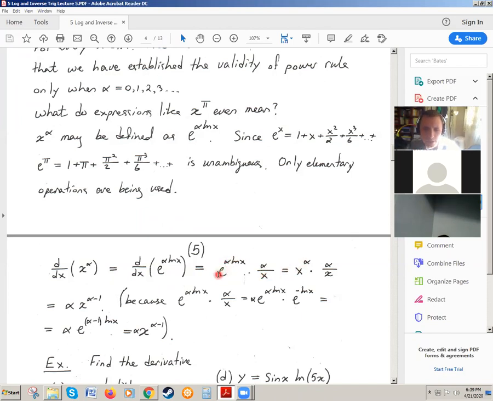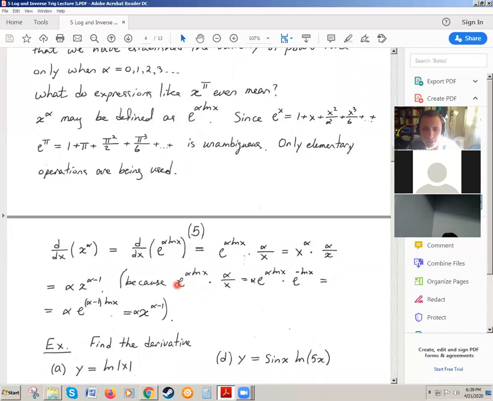So if I don't convert it, this is e to the alpha ln x, and this part can be written as well. Here is the alpha, I borrowed it here, but 1 over x is the same as e to the minus ln x.